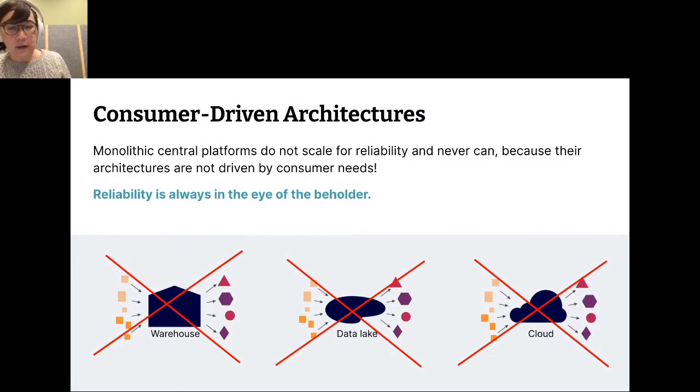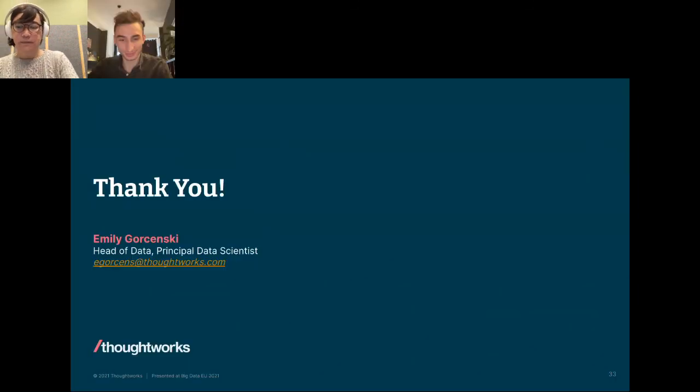Because you have so many different users, you can't have a single perspective on reliability for any of these monolithic architectures, because every single one of these consumer teams, these little pink and purple hexagons and triangles, every one of those teams is going to have a different opinion on what reliability means. So in order to service all of their needs, we need to decentralize. We need to decompose the monolith.